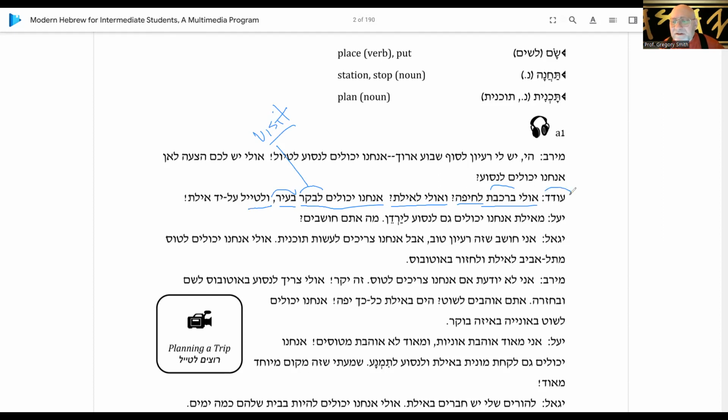So who's idea is this? It's Odette. Odette has this grand idea to go to Eilat. At first it was Haifa and then to Eilat. And there it is right there, Eilat. Va'Elat Al Yad Eilat. אנחנו יכולים לבקר בעיר ולטייל על יד אילת. Okay, so it is definitely Odette's idea to go to Eilat.